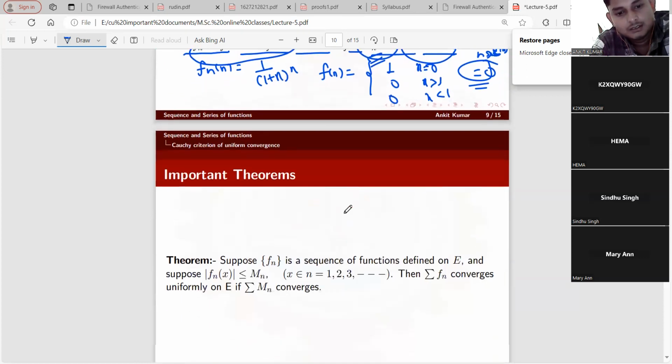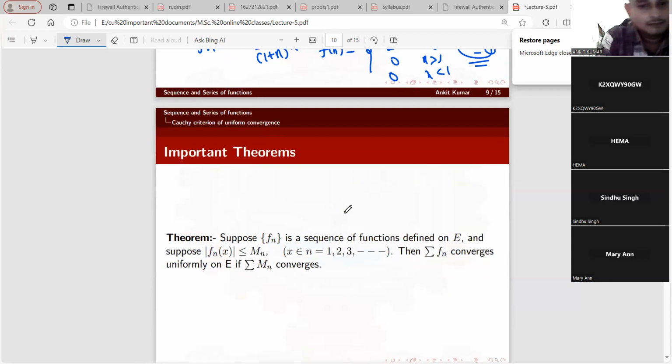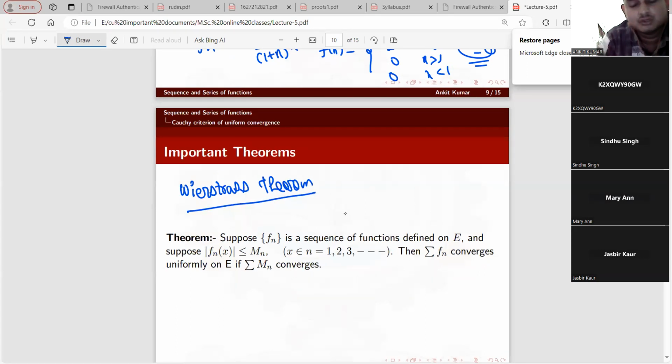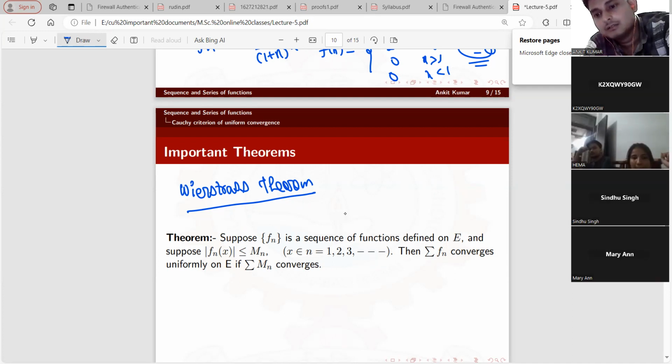Now, this is the Weierstrass M test. This is the Weierstrass theorem.